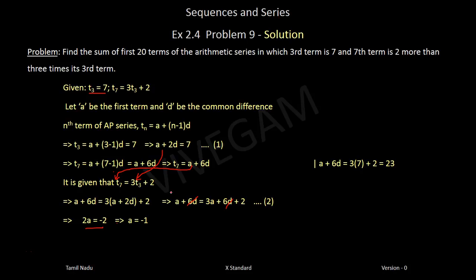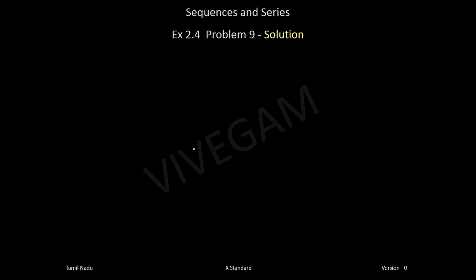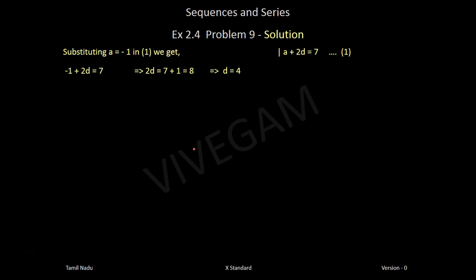You can substitute in this equation 1. Okay. So what will happen? What's the equation? A plus 2d equal to 7. A is minus 1. So it will become minus 1 plus 2d equal to 7, or 2d will be equal to, minus 1 goes to the other side, it will become 8, and d will be equal to 4. So now we have a equal to minus 1 and d equal to 4.